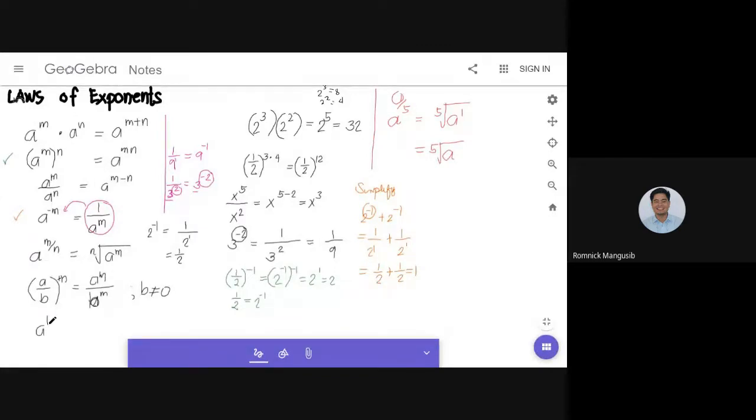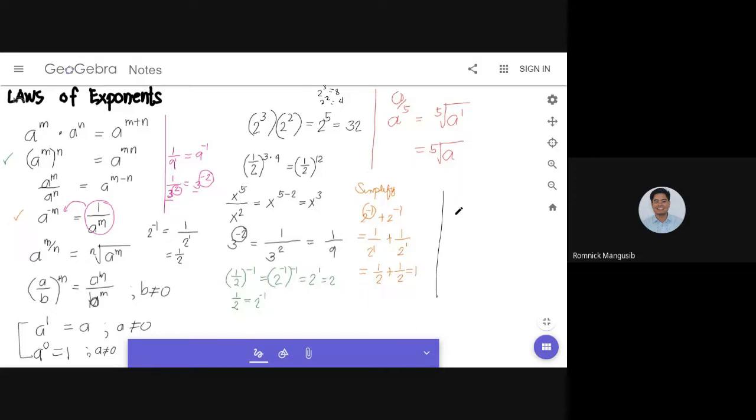Another is a raised to 1 is equal to a, provided that a is not 0. Okay, that is also another rule. Also, a raised to 0 is simply 1 provided that a is not 0. Because 0 raised to 0 class is undefined and 0 raised to 1 is 0. Okay? So yung dalawang rules na ito yung madalas na pinagpapalit eh.